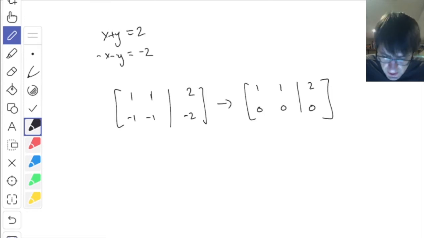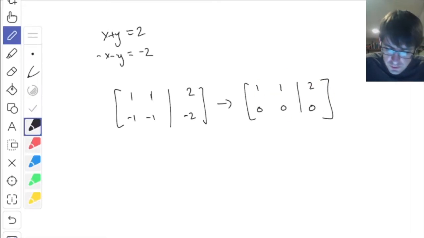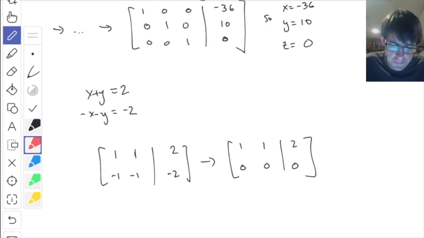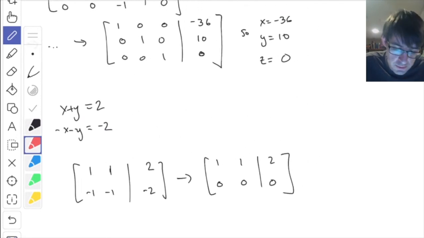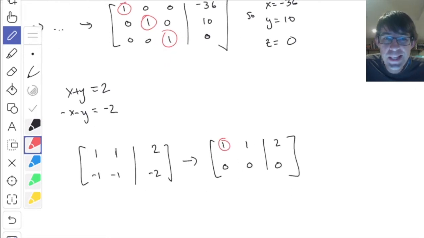Now, there's some basic terminology here. The first non-zero entry of each row is supposed to be a 1. Once you're done with the elimination, the first non-zero entry in each row will be a 1. If it's not, then you didn't do it fully. In this case, I have only one of those. Those are called the pivots, or they're sometimes called the leading ones.